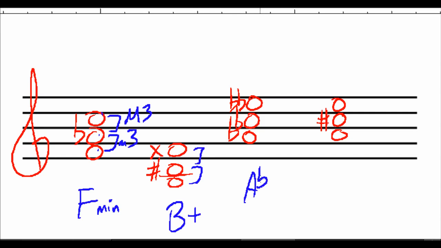A flat, E double flat in this triad. You have a minor third here between A flat and C flat. C flat to E double flat is another minor third. That's going to be an A flat diminished. And the last one, A, C sharp, major third, C sharp to E, minor third, perfect fifth. That means A major.